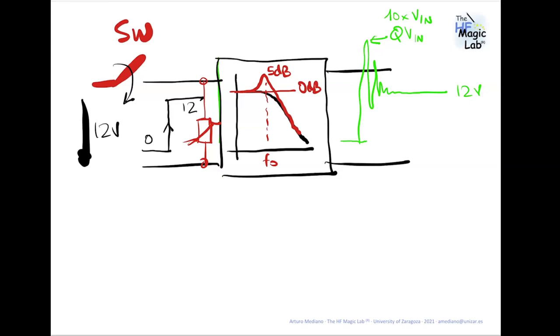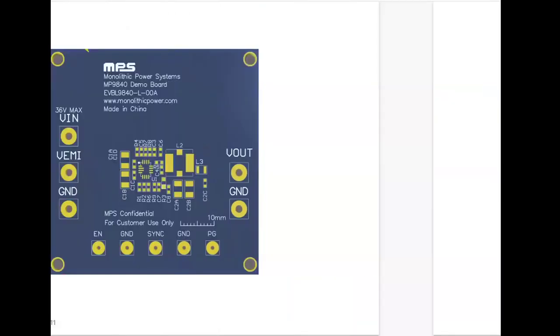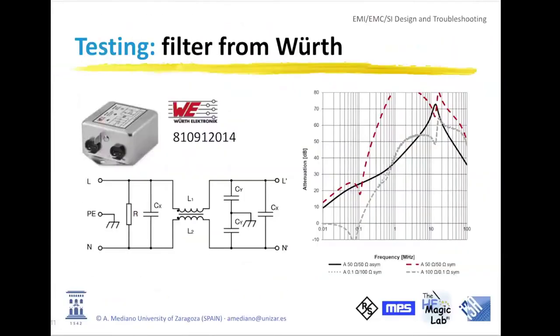Let's see. The output capacitors from the MPS evaluation board are placed parallel, not 180 degrees as the inputs are. Is this all right for the emissions, or is it best to place them also at 180 degrees? Okay. It's different because here, let me see if I understand the question. Let me see, where is the slide?